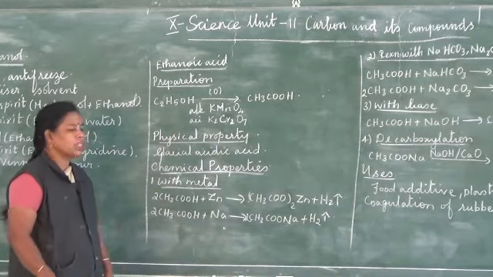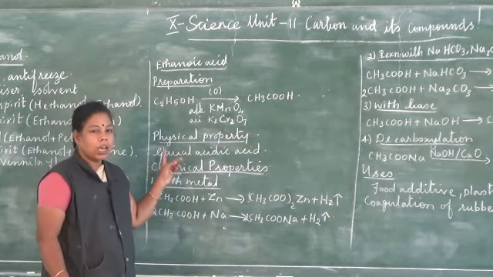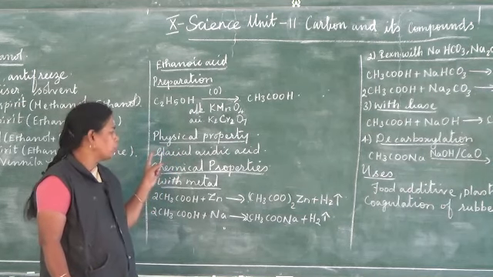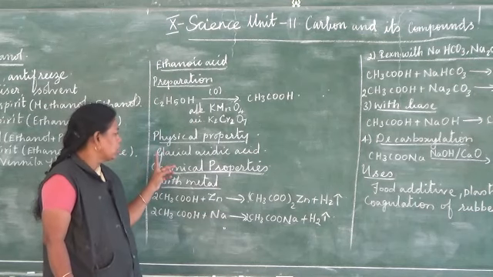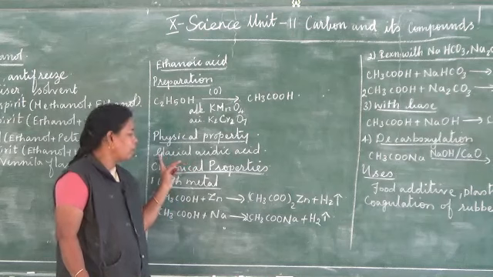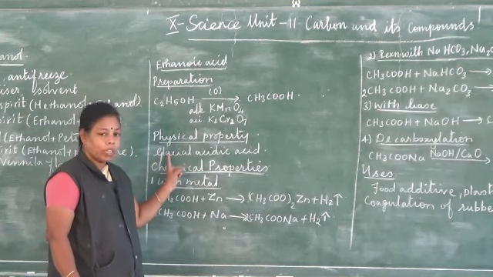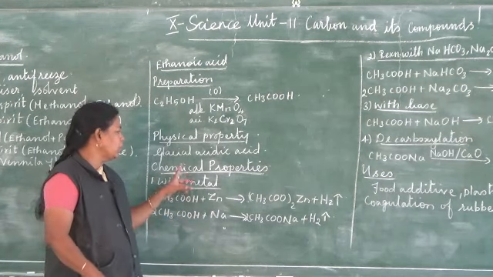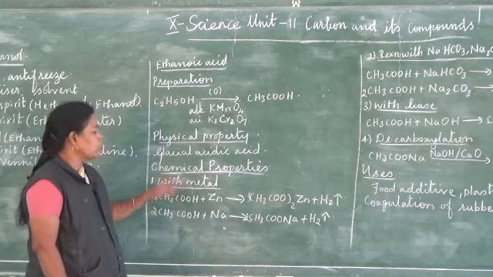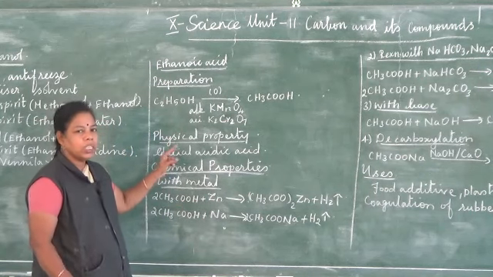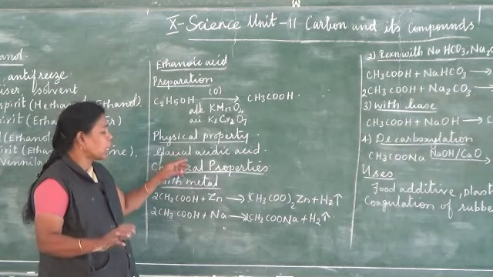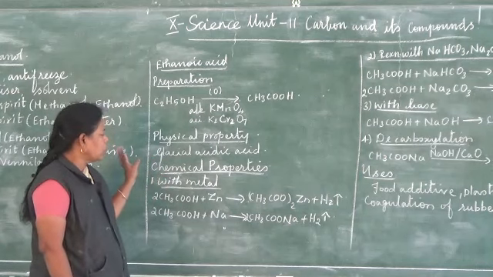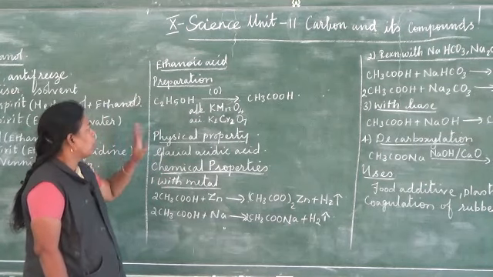And next we are going to see physical properties. It is colorless, with an unpleasant odor, and it is soluble in water in all proportions. When we are freezing it, it will form glacier-like crystals, that is called glacial acetic acid. Its boiling point is higher than its alcohol and then alkane. These are the physical properties of ethanoic acid.